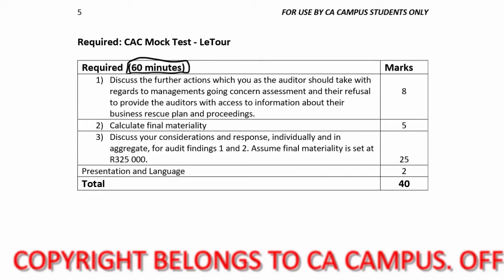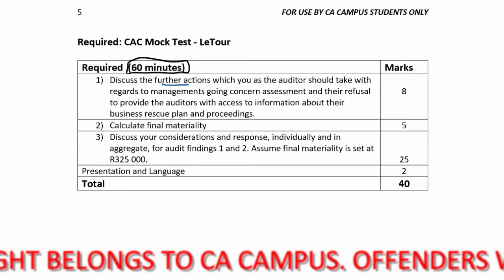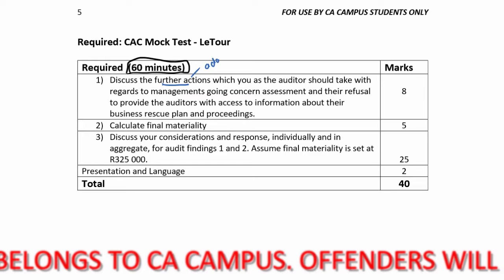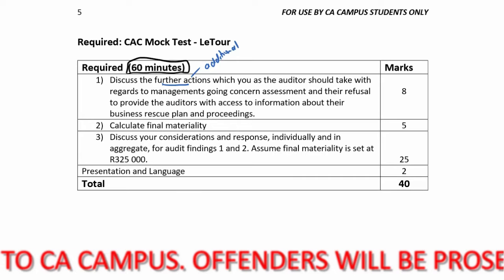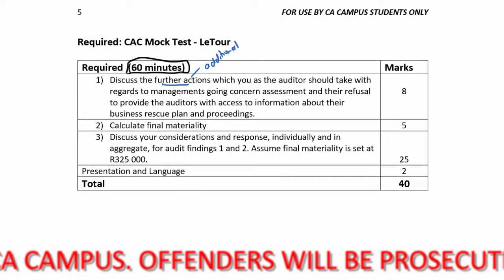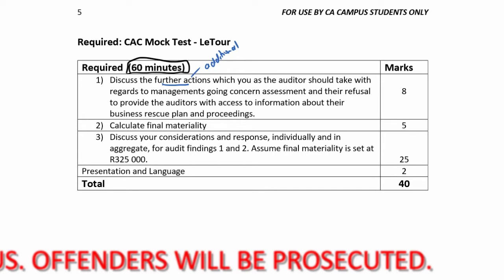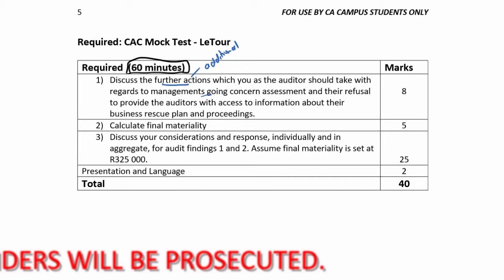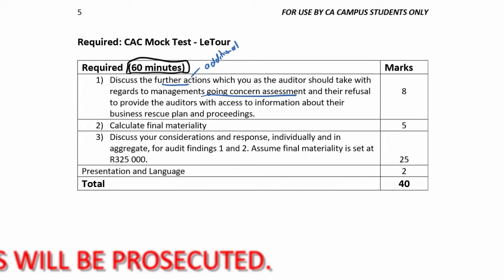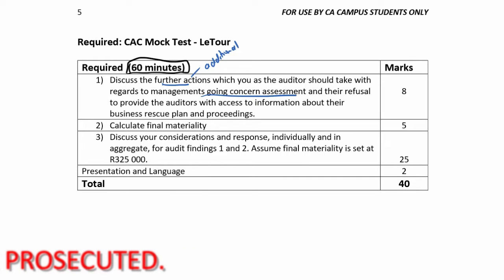Okay, question 1. Discuss the further actions. So further means additional to what's already been done, which you as the auditor should take with regards to management's going concern assessment. So there has been work done. What other work do you need to do with regards to their assessment and their refusal to provide the auditors with access to information about their business rescue plan and proceedings?